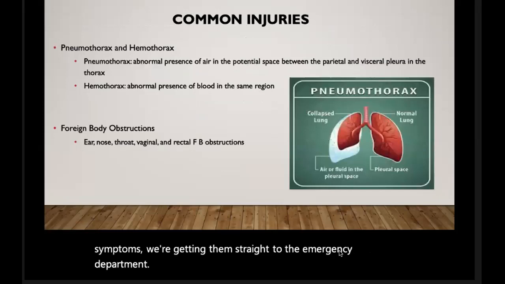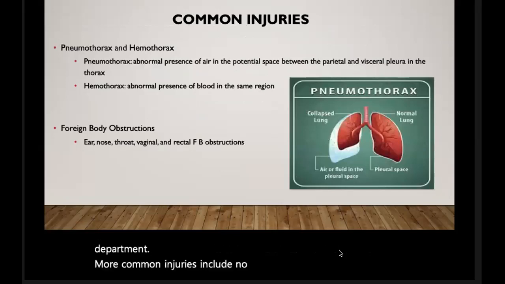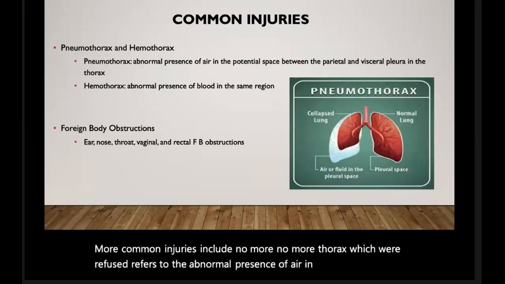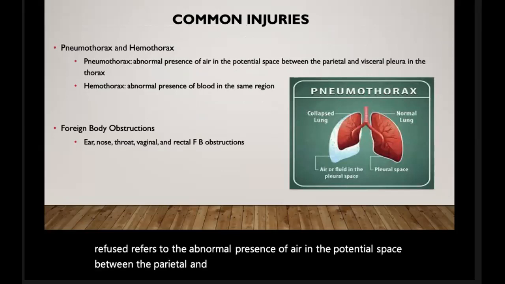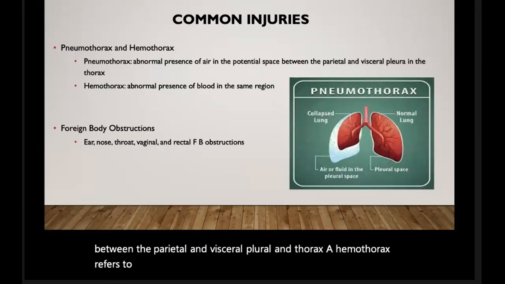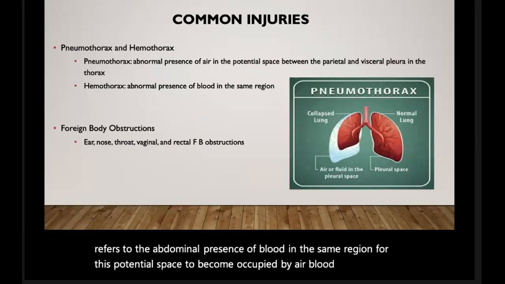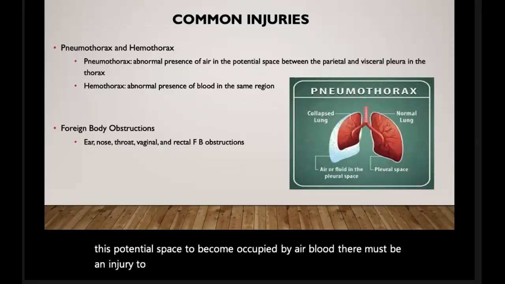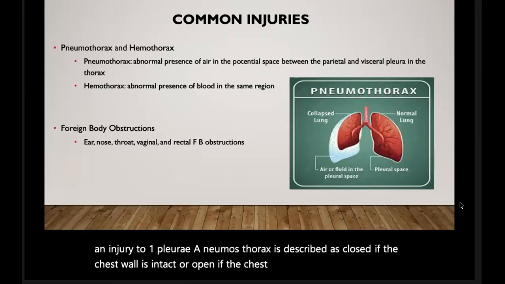More common injuries include pneumothorax, which refers to the abnormal presence of air in the potential space between the parietal and visceral pleura and thorax. A hemothorax refers to the abnormal presence of blood in the same region. For this potential space to become occupied by air or blood, there must be an injury to one of the pleurae. A pneumothorax is described as closed if the chest wall is intact, or open if the chest is violated and communicates with the atmosphere.